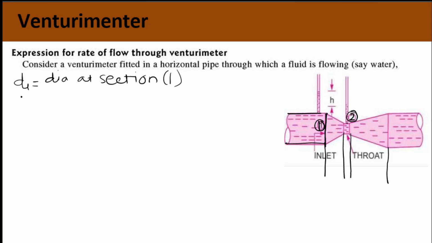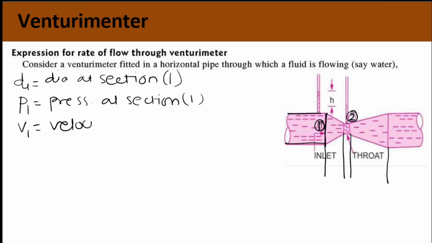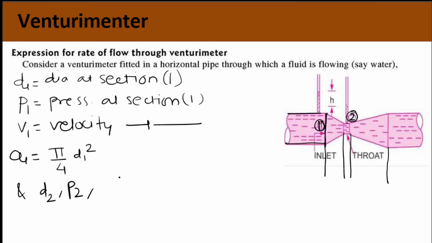Same way as we have seen in the previous slide, suppose P1 is the pressure at section 1 and V1 is the velocity at section 1. As the pipe is circular in cross section, A1, the cross-sectional area at section 1, can be written as pi by 4 into d1 square. In the same way, d2 is the diameter at section 2 or at the throat. P2 is the pressure at the throat, and V2 and A2 are the velocity and area at section 2.